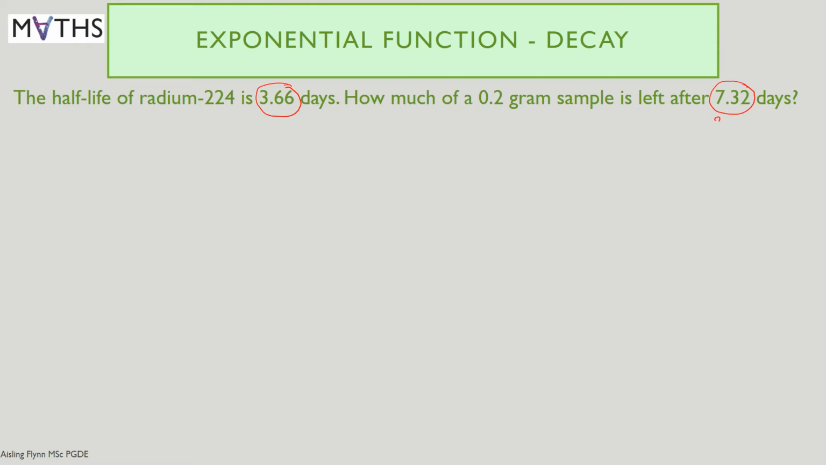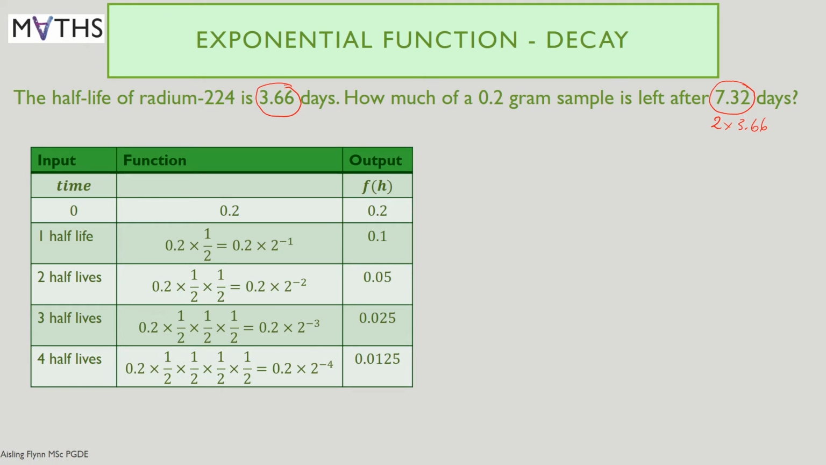Well, basically it's 2 times 3.66, isn't it? And you would check that with your calculator. So it's asking how much of a 0.2 gram sample is left after 2 half-lives. So here's my table. Instead of using those decimal numbers, I've measured it in half-lives. So at time 0, we have 0.2 grams, and I've used f of h, h being half-lives. So after 0 half-lives, we have 0.2 grams.